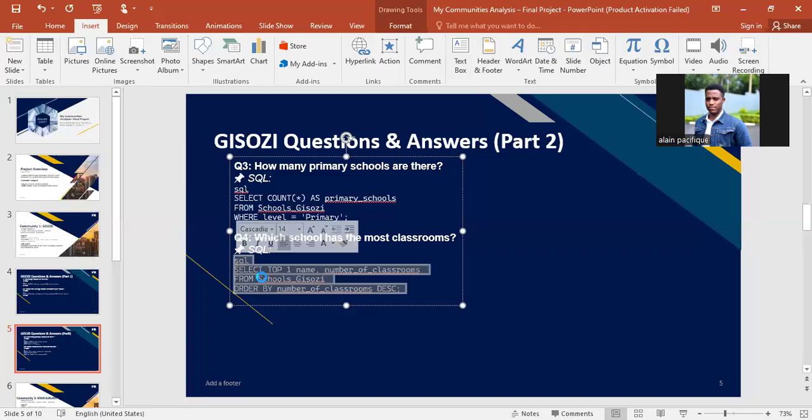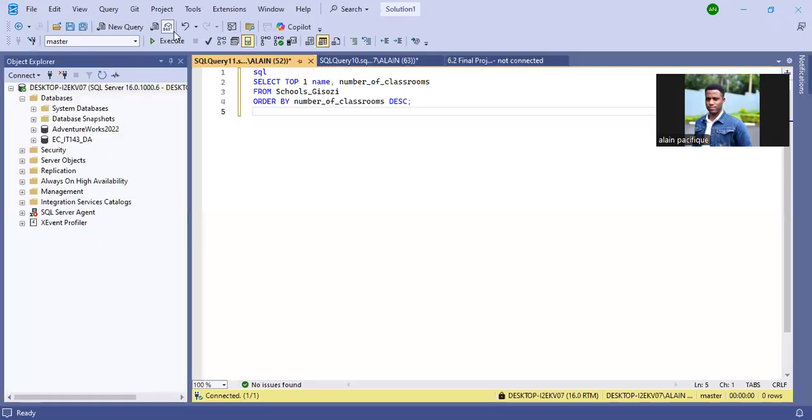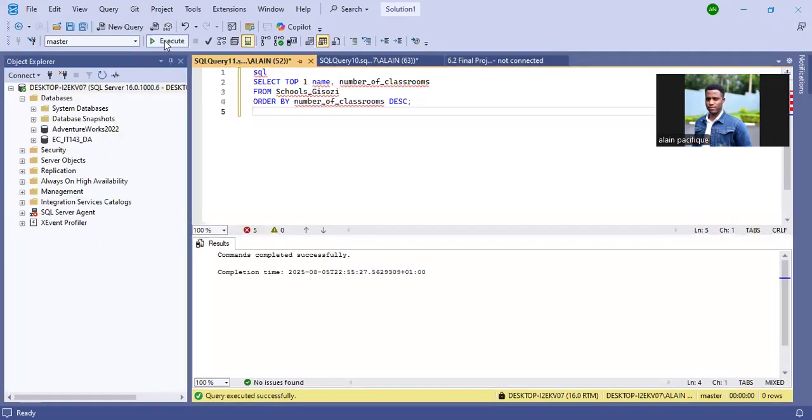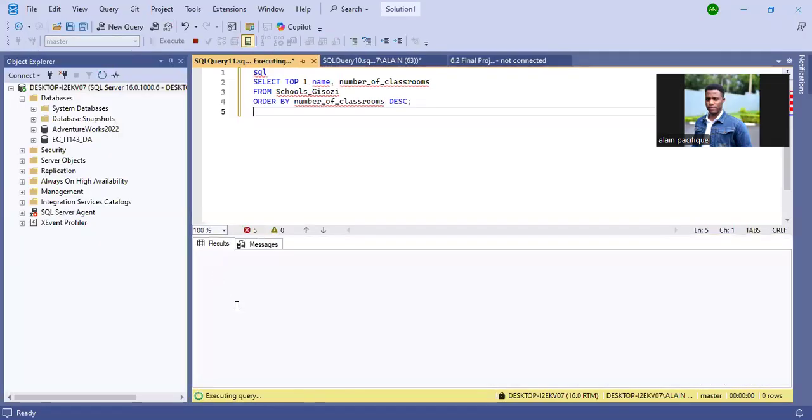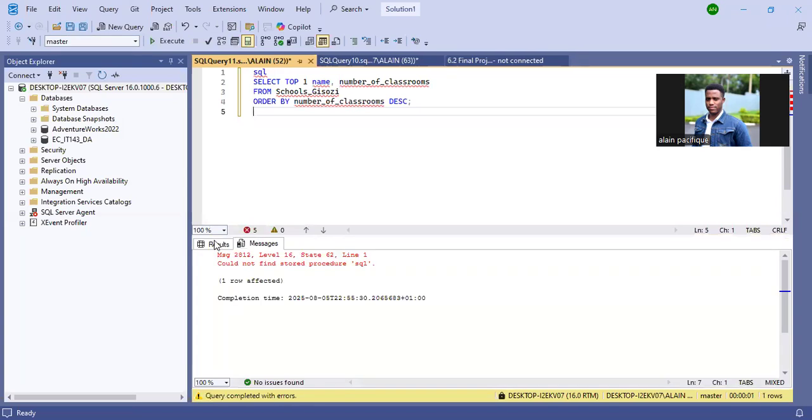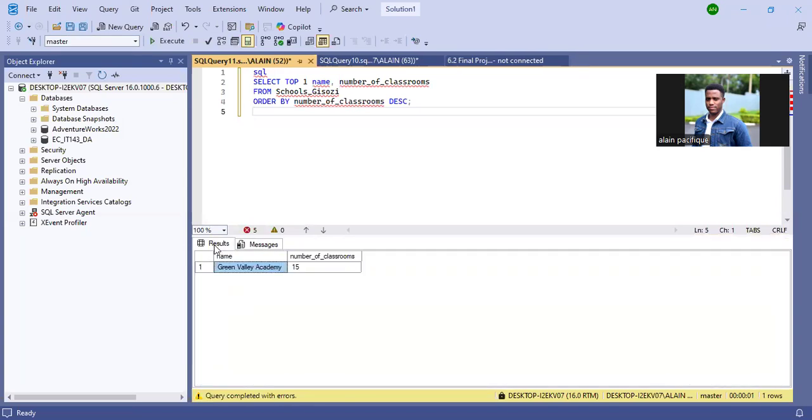I'll be switching to the fourth question, which asks which school has the most classrooms. Going to SQL, pasting, checking, executing. It counts the number of classrooms as 15, in Green Valley Academy. That's the 4 questions from Gisozi.